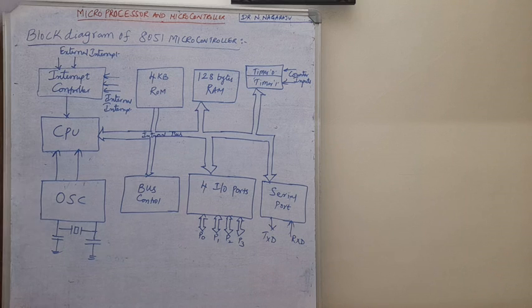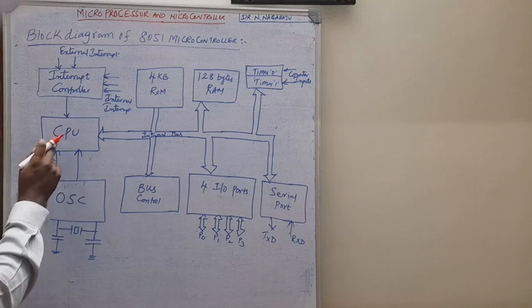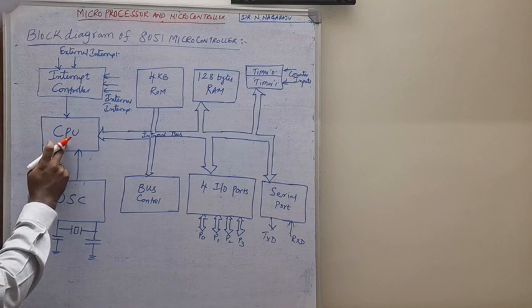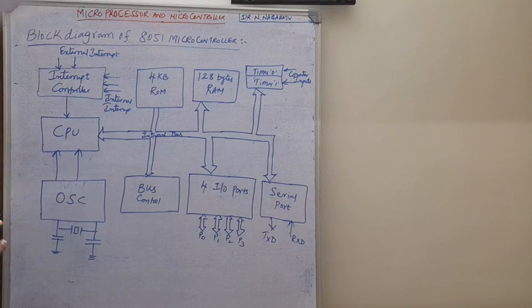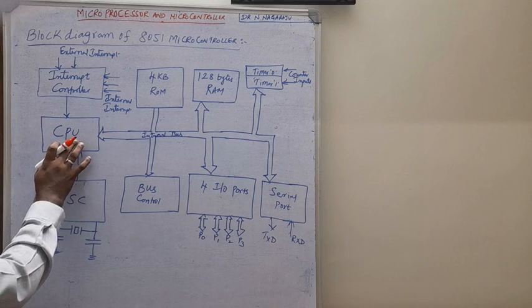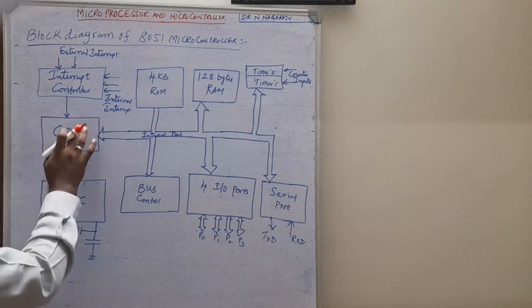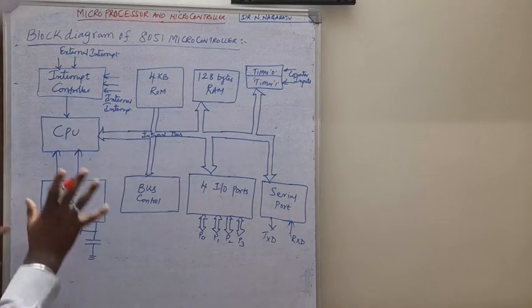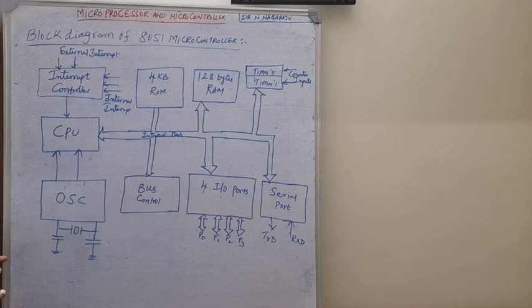Now let us see some of the blocks involved in the 8051 microcontroller. I already said that the 8051 microcontroller has a CPU. Whatever operation is carried out by the microprocessor and microcontroller, the same operation is carried out by the CPU. This CPU is attached to different memory sections and peripheral sections.